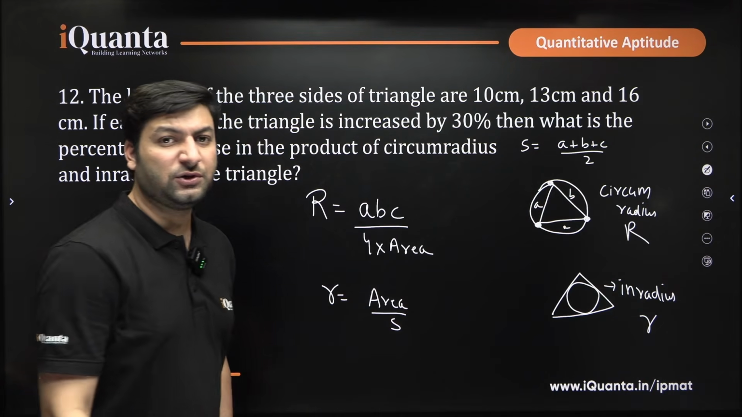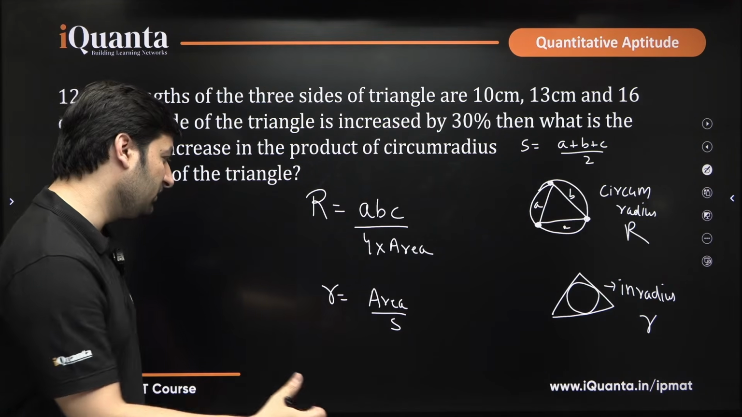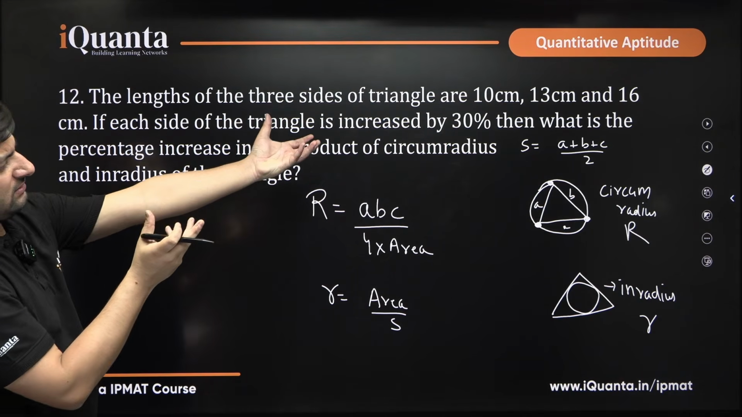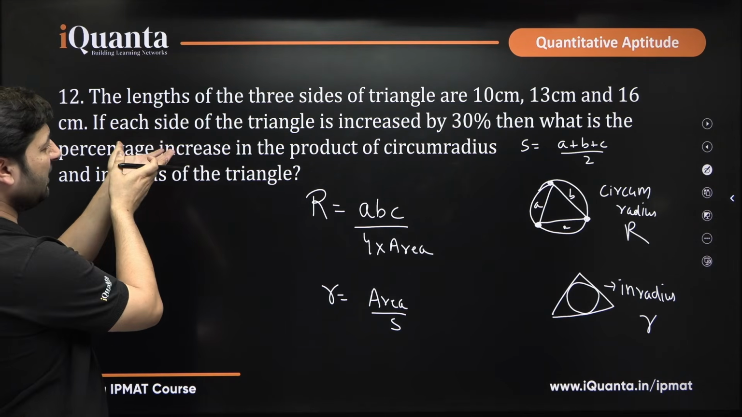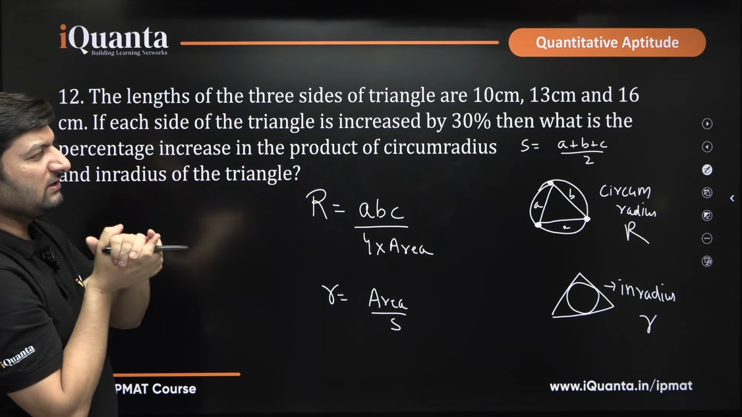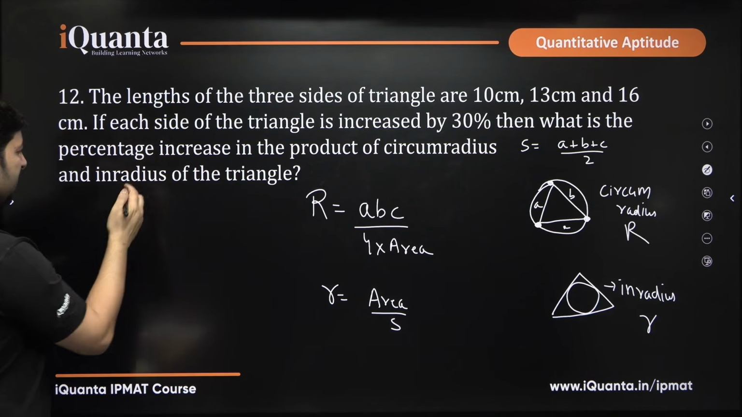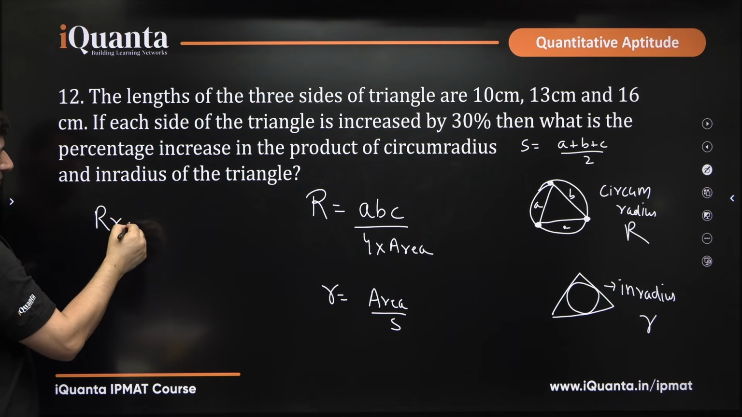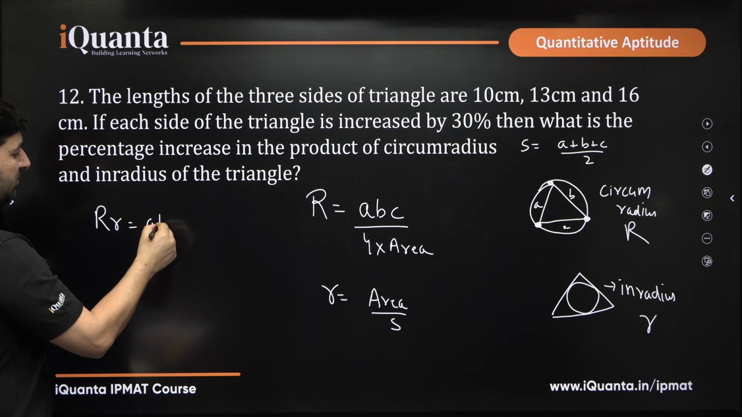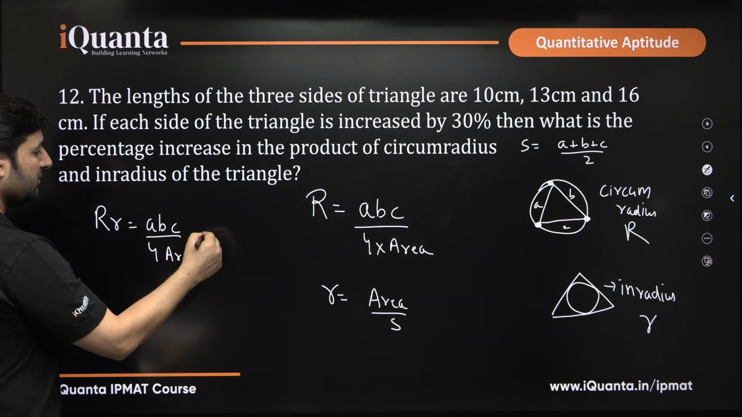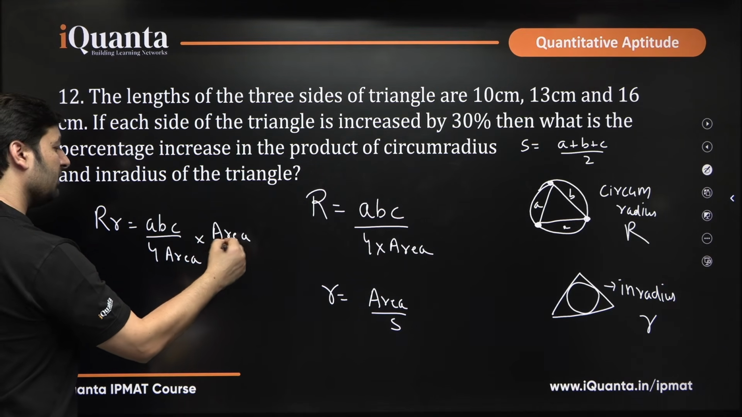This S you usually use in Heron's formula while finding out the area of the triangle. You have to find out, these are the sides and each side of the triangle is increased by 30%. What is the percentage increase in the product of circumradius and inradius? You have to find out the product of circumradius and inradius. Circumradius is ABC upon 4 into area, inradius is area upon S.